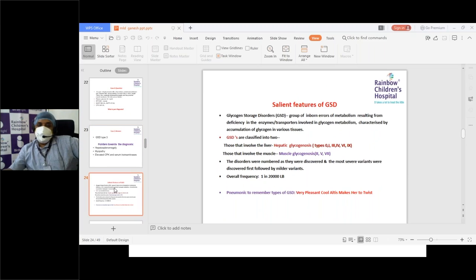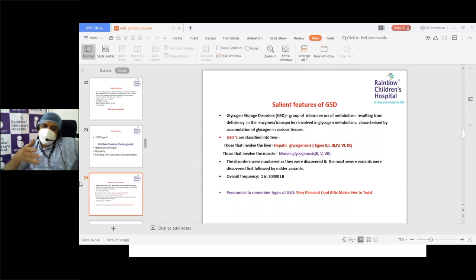So coming to the salient features of glycogen storage disorders, GSDs are basically divided into two. One is the hepatic glycogenoses, another is the muscle glycogenoses. Hepatic glycogenoses are predominantly types 1, 3, 6, 4, and 9, and the muscle glycogenoses are predominantly type 2, type 5, and type 7.